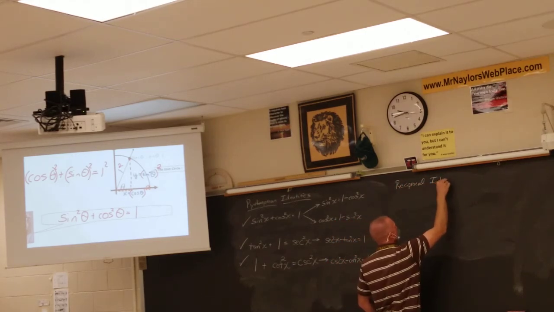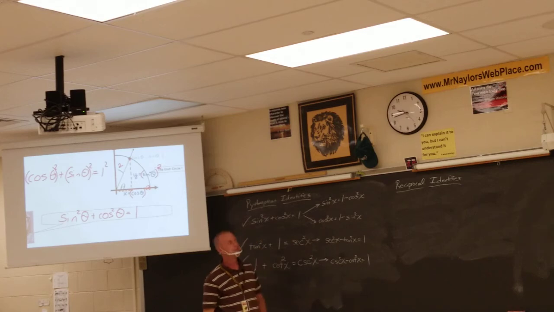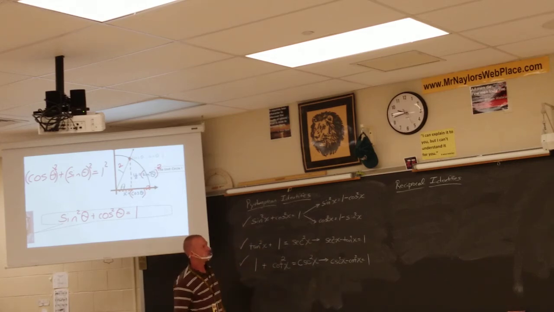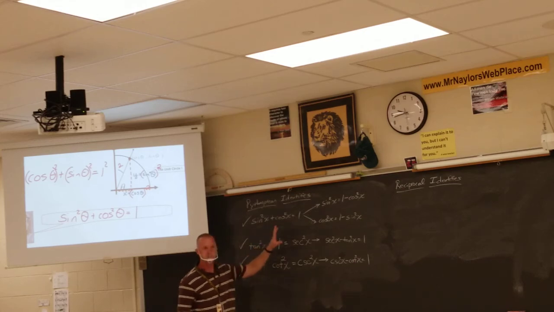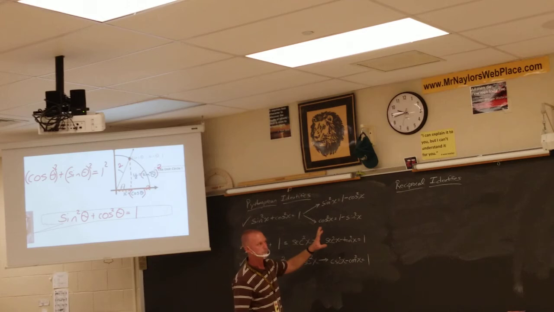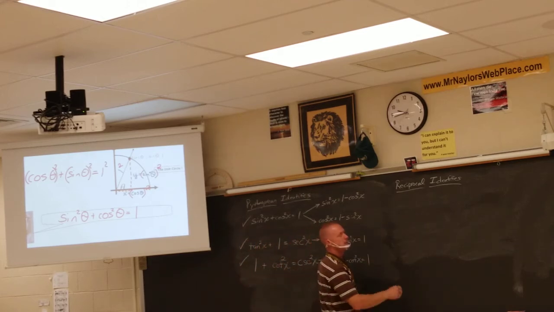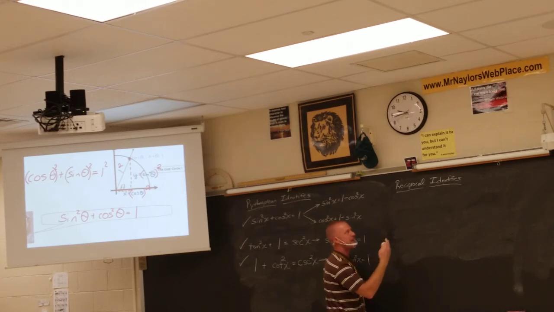There are 2 more categories. The one category is the reciprocal category, reciprocals. And I want you to understand as I start to write them down that they do not come from the Pythagoreans. The Pythagoreans are very unique. They came from the unit circle. The reciprocal identities more just come from the definition.